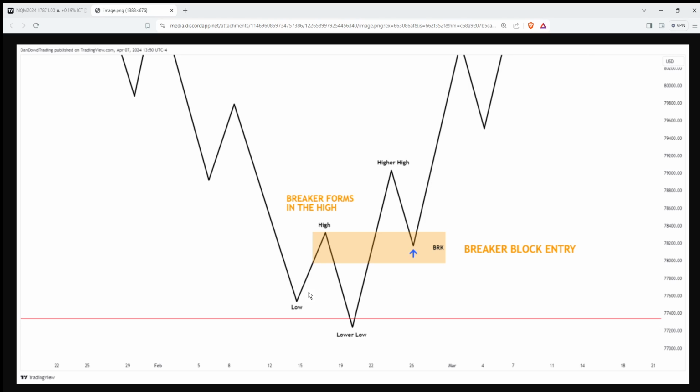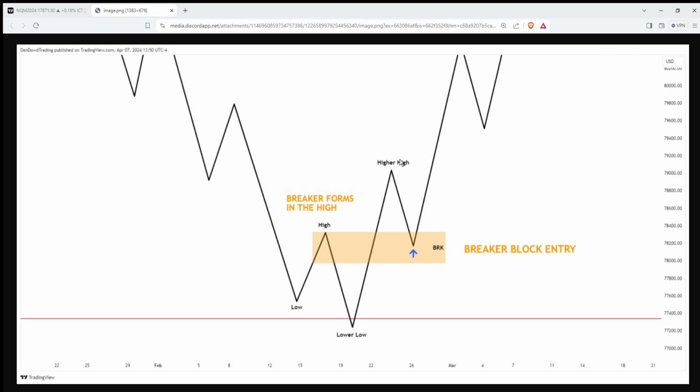So what ICT teaches is that the highest form of breakers will run two pools of liquidity. The first pool of liquidity is beneath this previous low right here. So when price runs that, that is the first pool of liquidity, once it takes out where it says low right here. The second pool of liquidity will be price tapping into a higher time frame pool of liquidity, which this red line in this example represents. So price makes a low, high, lower low. In the lower low, we're looking for two pools of liquidity to be ran. Then we're waiting for price to create a higher high.